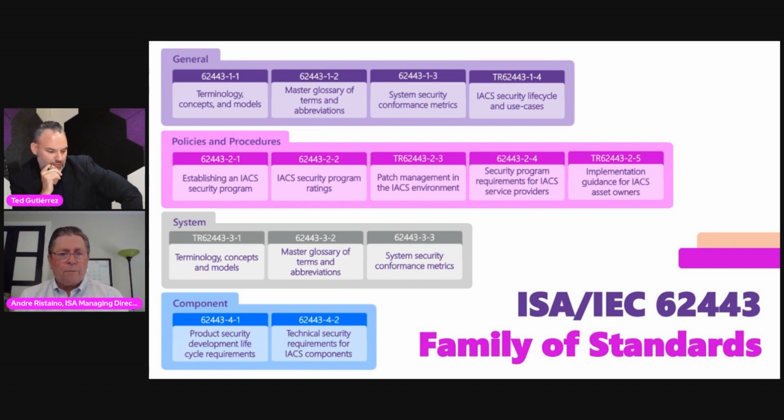So the 62443 4-2 is similar to the 3-3 standard, but it's technical security requirements for components. So that has 120 requirements in there, and it addresses 4 categories of components: software applications, network devices, host systems like Linux and Windows workstations, and embedded devices.